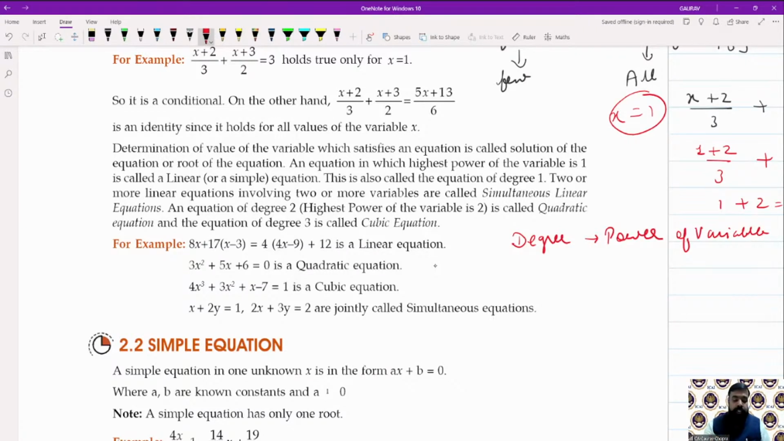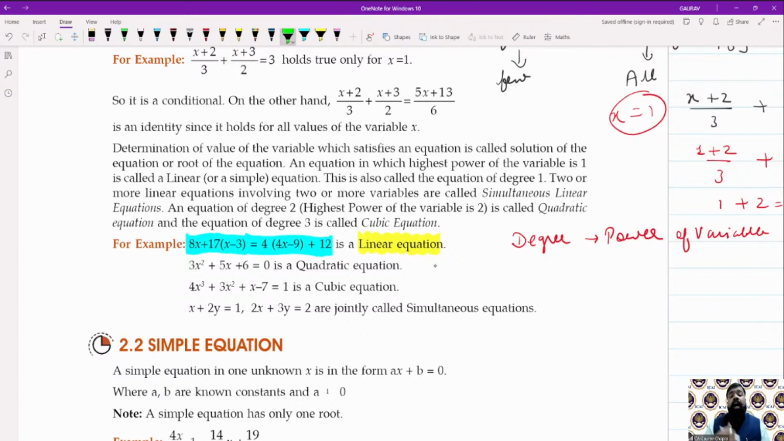So let's say there is a case of 8x plus 17 into (x minus 3) is equal to 4 into (4x minus 9) plus 12. If we see this equation, the highest power of variable is 1, because x is not having any power, that means the power is 1. So, whenever the power is 1, it is known as a linear equation.